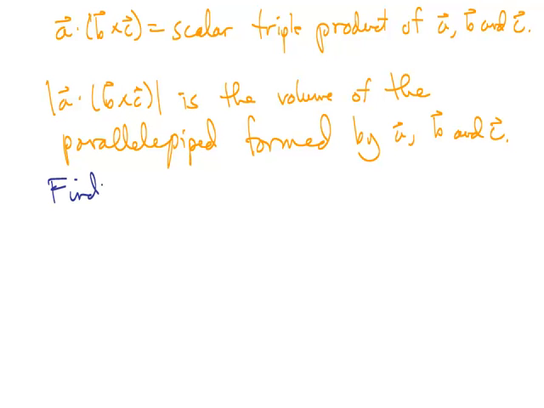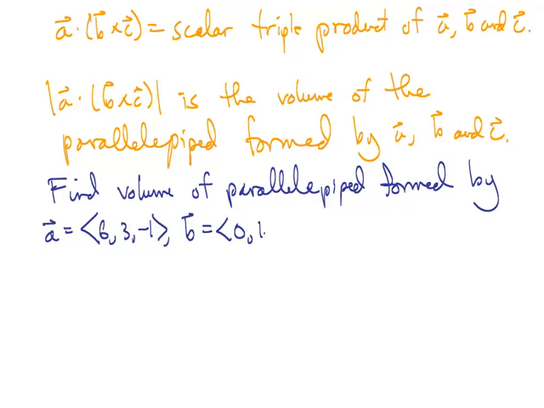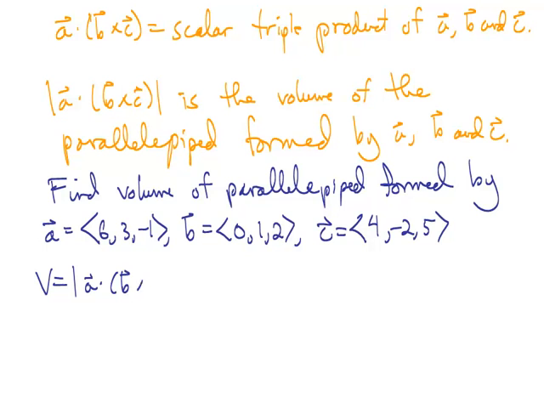So, just a quick example here. We're going to find the volume of, let's say, the parallelepiped formed by the vector A, which we'll say has these components, 6, 3, negative 1. The vector B, which has these components, 0, 1, 2. And the vector C, which has these components of 4, negative 2, 5. Well, the volume is the magnitude of A dot B cross C.